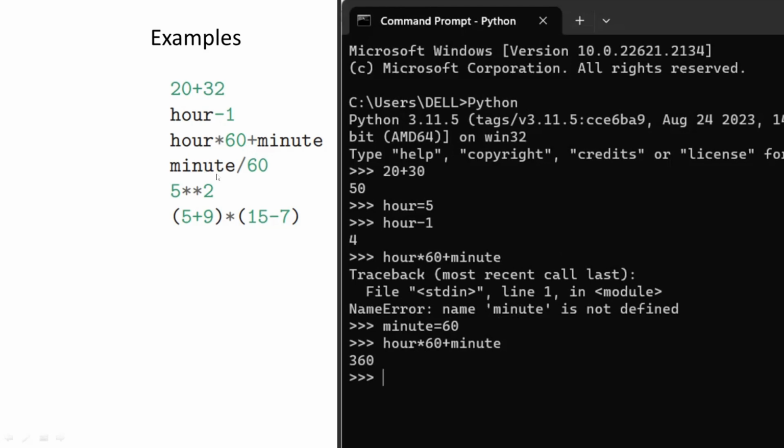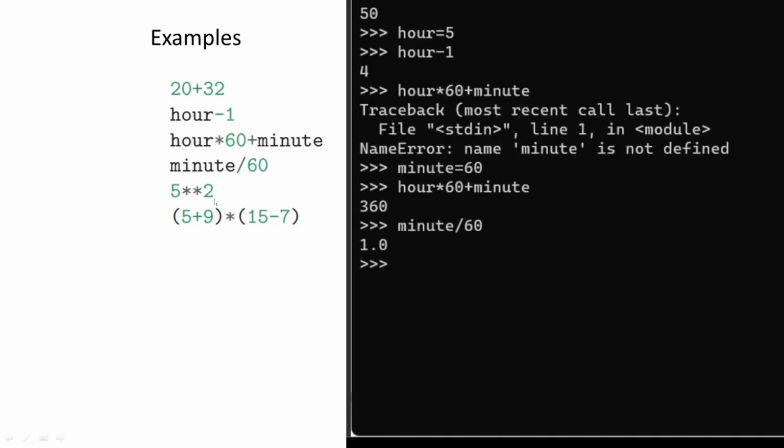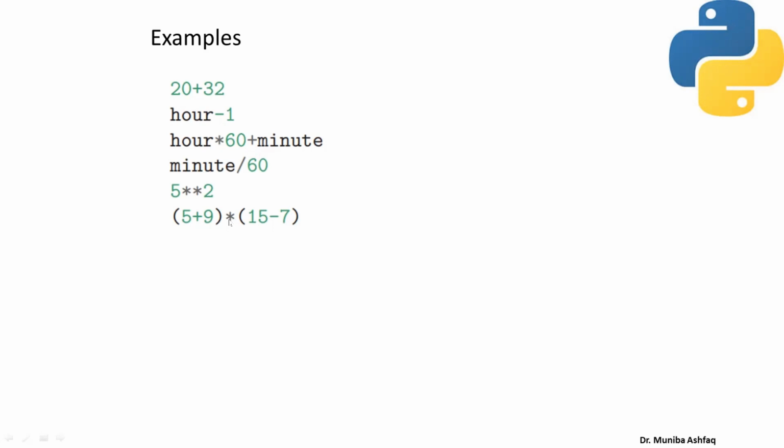Now come towards another example in which we have minute divided by 60. Here division is the operator, and minute and 60 are operands. In 5 double asterisk 2, the double asterisk, which shows exponentiation, is the operator, and 5 and 2 are operands. Now come towards this example in which we have parentheses, and within the parentheses we have the operator plus, and the operands 5 and 9. Similarly, we have another parenthesis in which we have the subtraction sign with 15 and 7 as the operands. Then their results would be multiplied. So here multiplication would be the operator, and their results are the operands in this example.